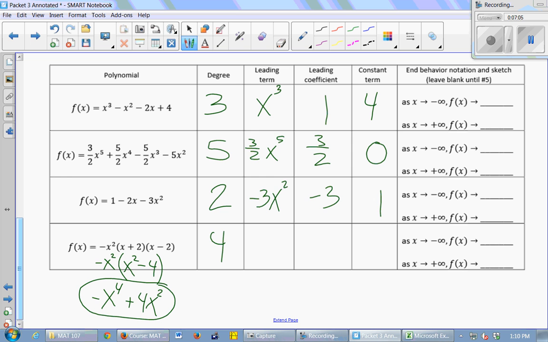All right, what's my leading term? Negative x to the 4th. What is my leading coefficient? Negative 1. And my constant term? 0. Good. All right, so you guys now have a lot of the important vocabulary about polynomials.